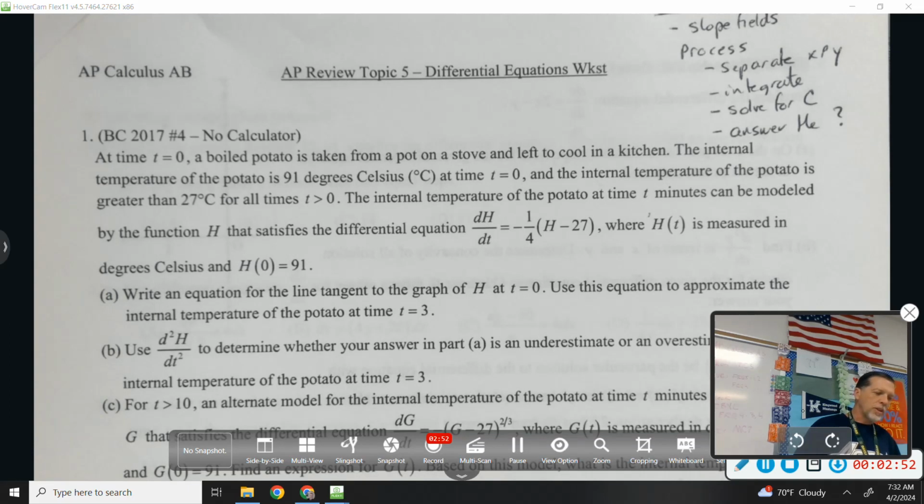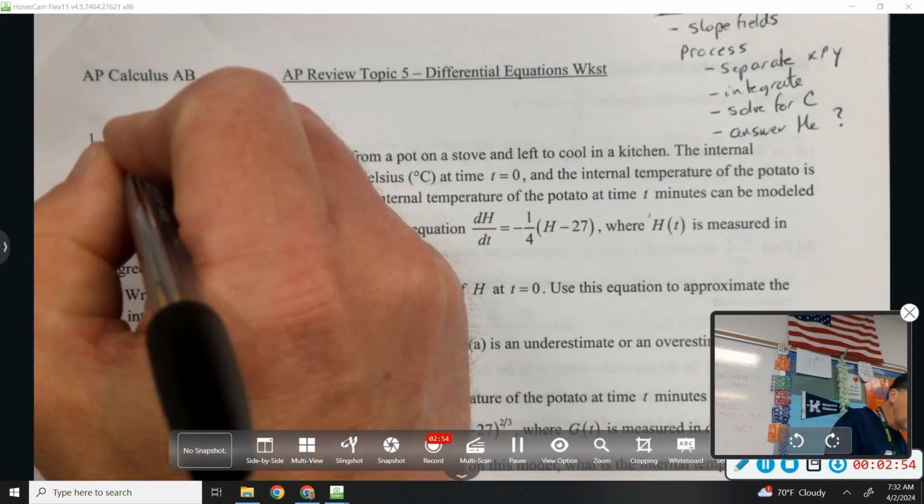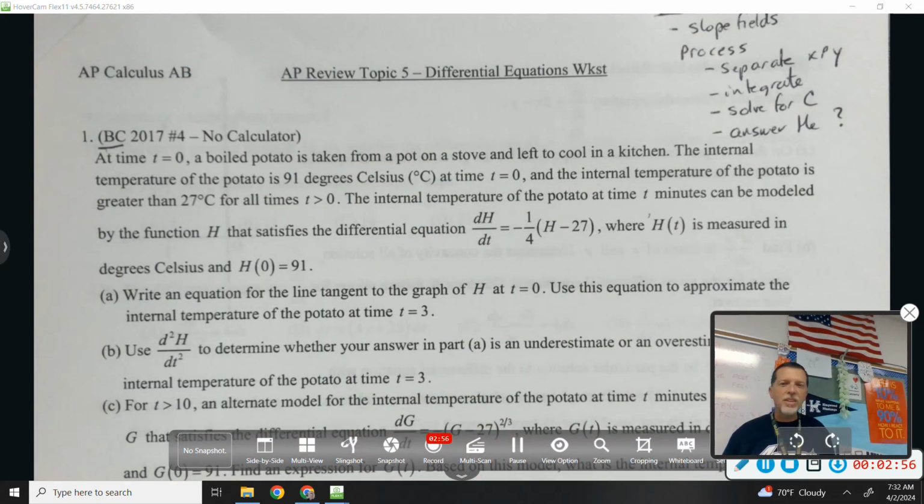All right, this first one. Again, BC, that just means it was also on the BC test. But there's always, I forget the number, it's 2 or 3 that are on both AB and BC. And so this would have been on both.